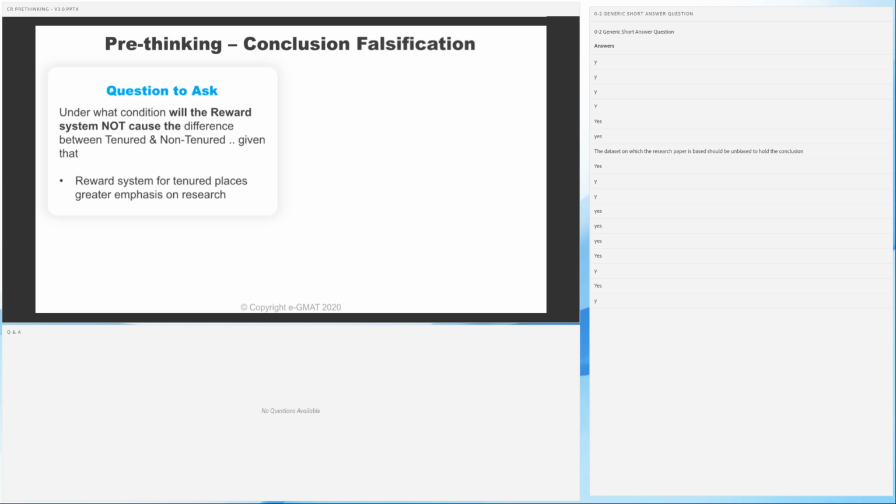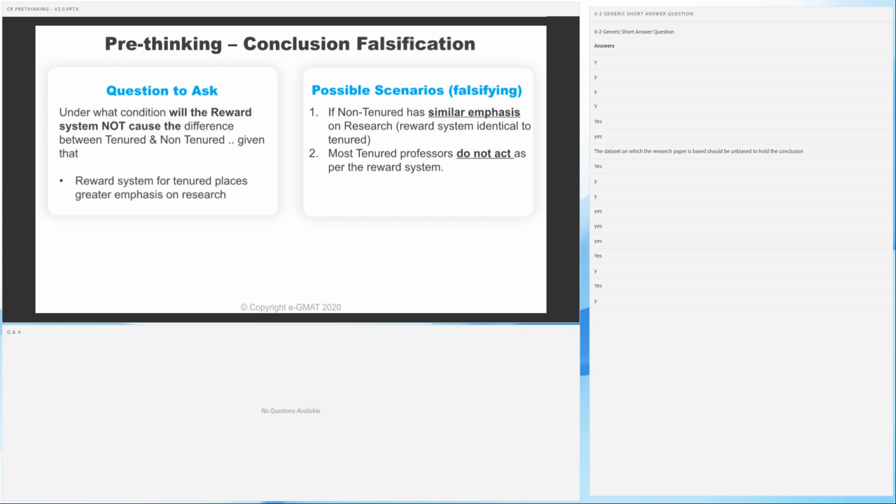So what's the pre-thinking question or the falsification question? Under what conditions will the reward system not cause the difference between the tenured and non-tenured faculty? Again, remember, we are not disputing the findings of the paper. We are just trying to explain those findings. There are two possible scenarios that I can think of. One is if non-tenured faculty has an identical reward system. If we find that tenured and non-tenured have an identical reward system, then we can't blame the reward system.